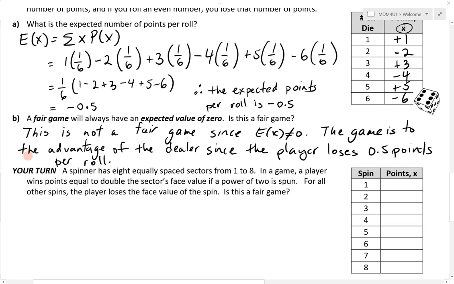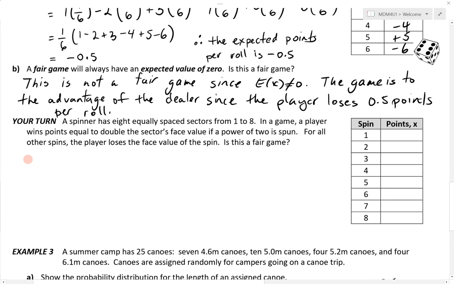Okay, so let's give you a turn. Here a spinner has 8 equally spaced sectors from 1 to 8. In a game, a player wins points equal to double the sector's face value if a power of 2 is spun. For all other spins, the player loses the face value of the spin. Is this a fair game? So I want you to take a moment, pause the video, and see if you can figure this one out for yourself.